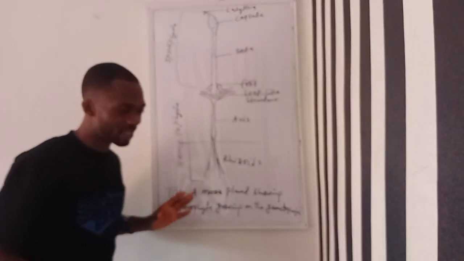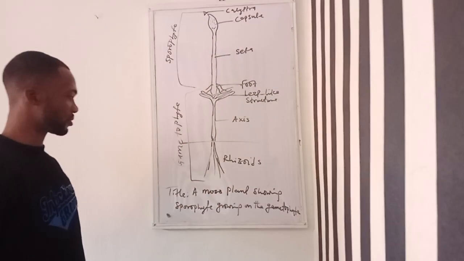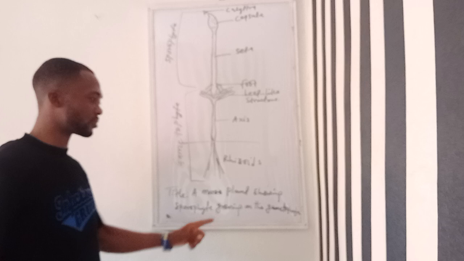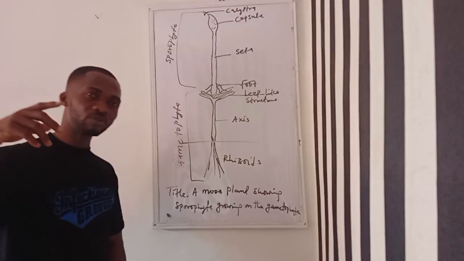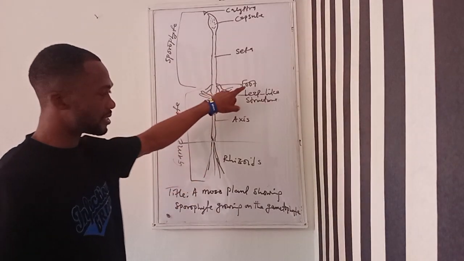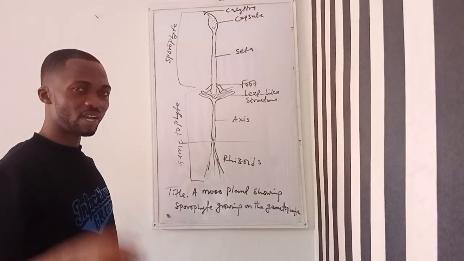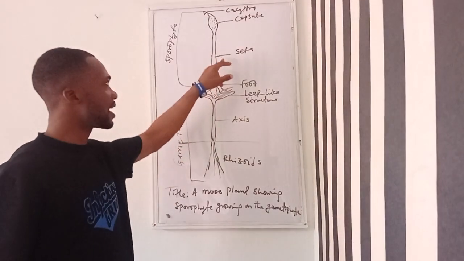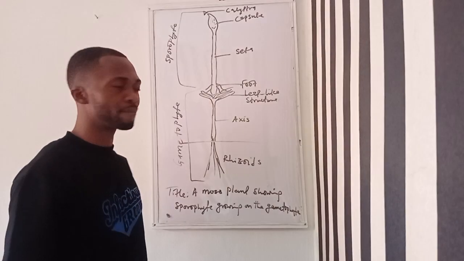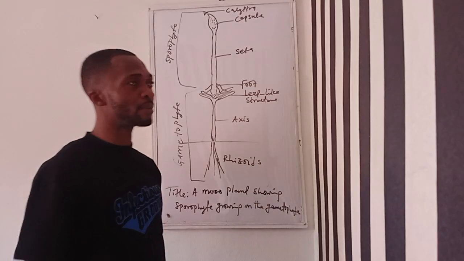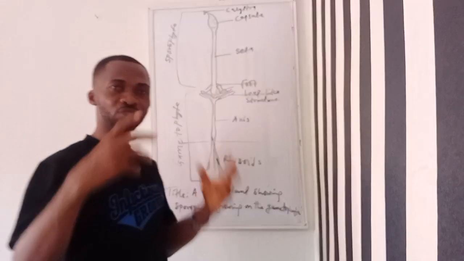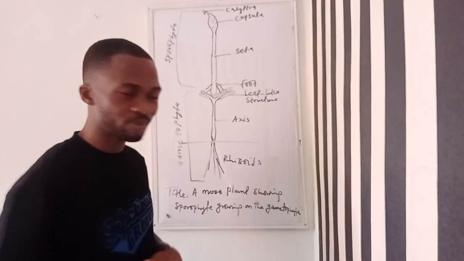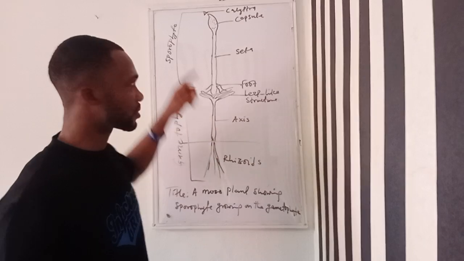This structure explains that, and you can also watch the title: a moss plant showing sporophyte growing on the gametophyte. What the sporophyte uses to absorb nutrients from the gametophyte is the foot, not the rhizoid. I don't know if you understand what I'm saying now. Then it has a stem-like structure, which is called a seta. Then, of course, it has a capsule. In fungi, we called this a sporangium, the sac-like structure that houses the spores. But in Bryophyta, it's called a capsule.